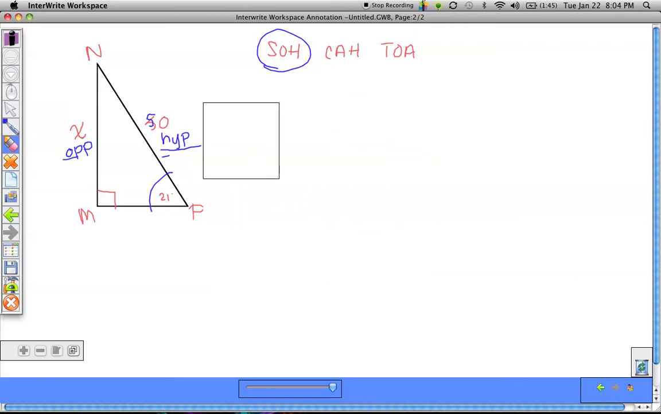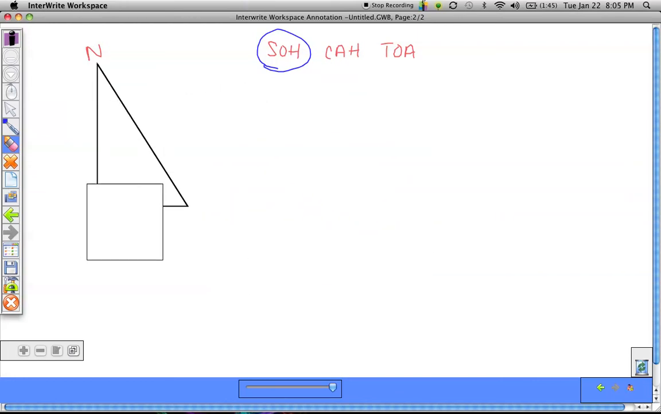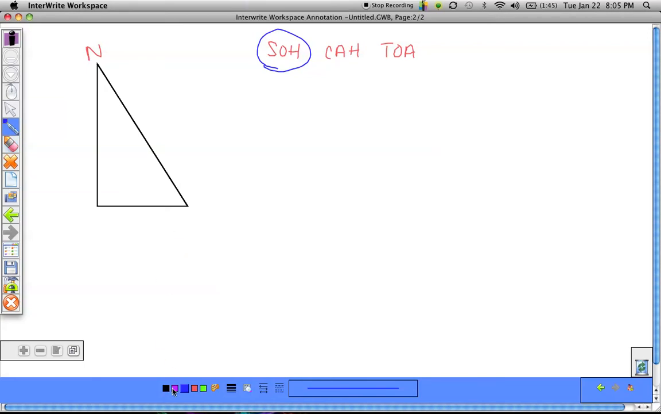So I'm going to erase all of this and put back up what I had. So I had that this was M and P. This is a 90-degree angle. This is x, this is 50, and this is 21 degrees. So if you really, for some reason, hate sine, you have a big beef against sine, you can just solve for angle n and then use some other trigonometric function.